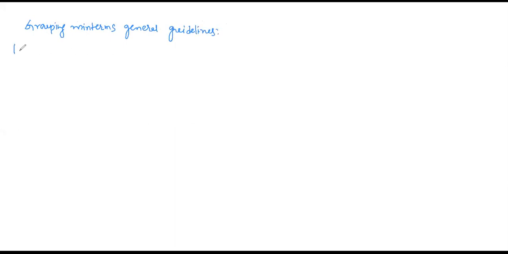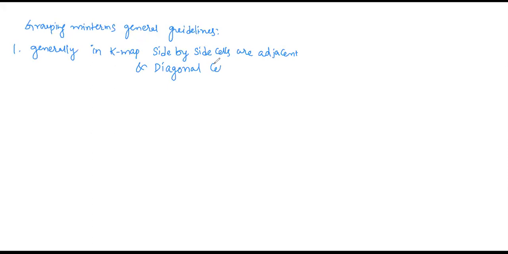Okay. First one is, generally in a K-map, side by side cells are adjacent and diagonal cells are not adjacent.